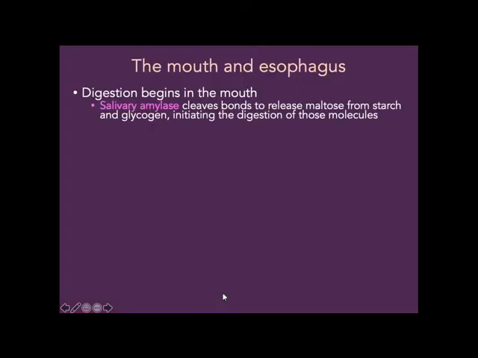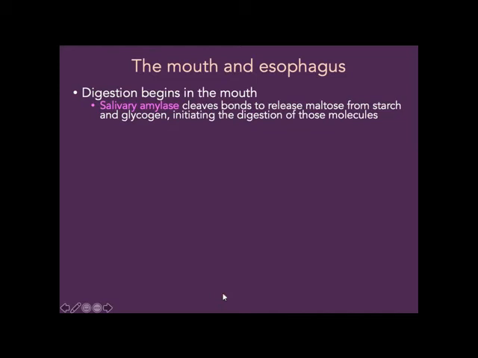All right, let's start with the mouth and the esophagus. So digestion begins in the mouth. So within the mouth, there is salivary amylase. So what kind of a molecule is that? It's an enzyme. Yeah, how do you know it's an enzyme? Because it ends in ASE. Yes. So if it's called salivary amylase, what do you know about it? Oh, it's in the saliva. It's in the saliva, yep.